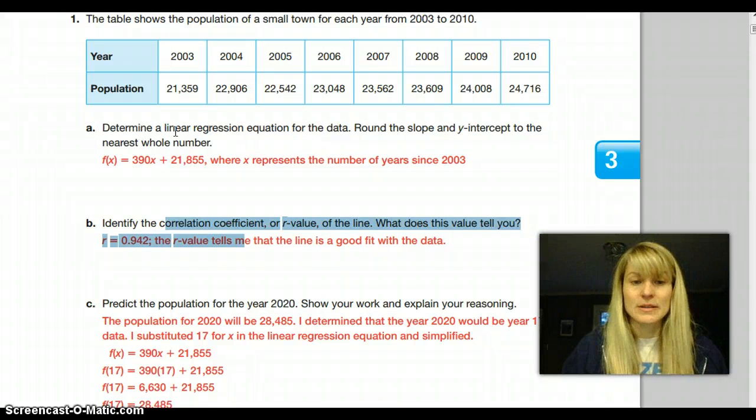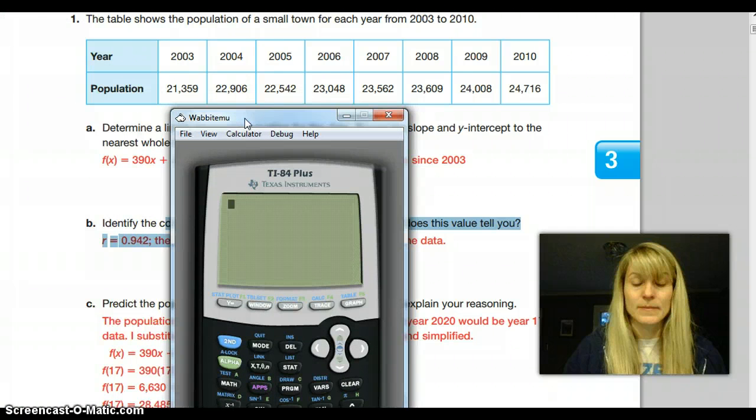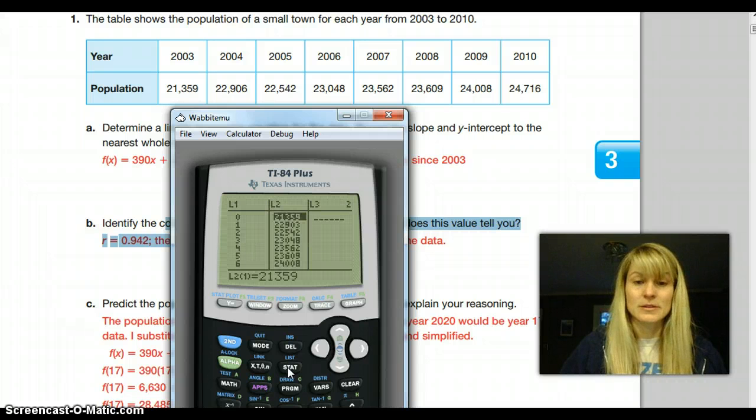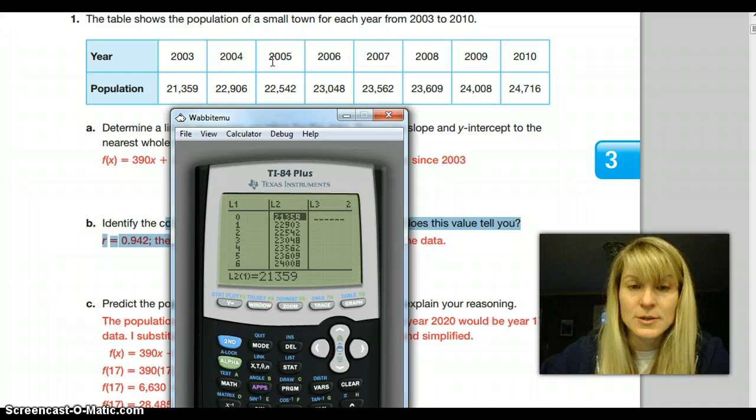So in order to get this linear regression data, and then it tells you to round the slope and y-intercept to the nearest whole number, you need to get out your calculators and put in your data. So hopefully you know that you have to hit stat to get line 1, line 2, and then you hit enter. Now, as I told you when we were going over our homework, these years represent a moment in time.